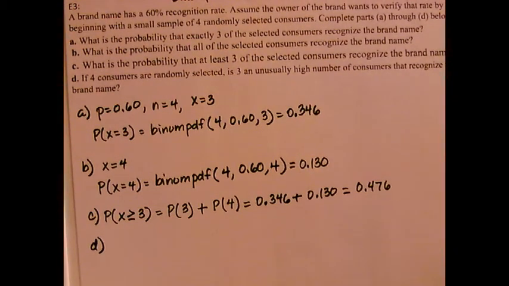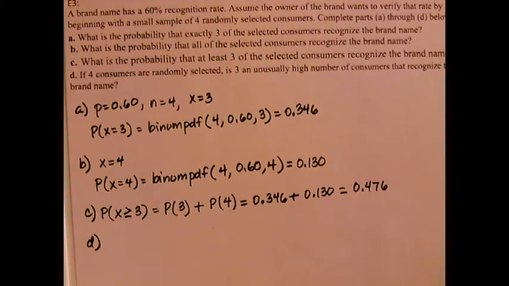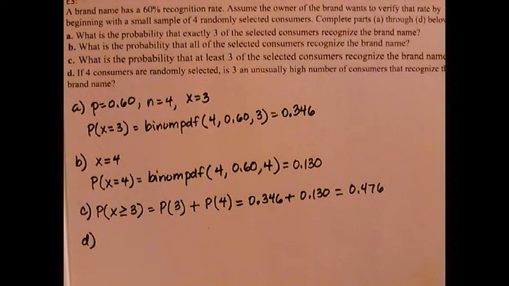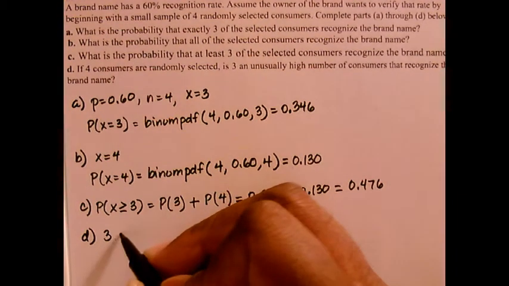Alright, now part D. If 4 consumers are randomly selected, is 3 an unusually high number of consumers recognize the brand name? Alright, in this case here, 3 is not going to be unusually high.